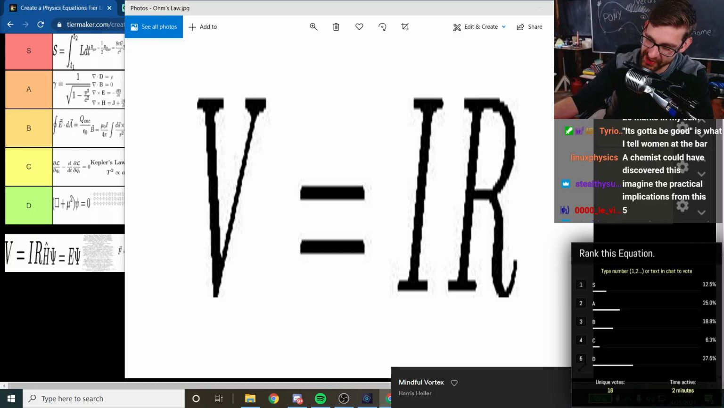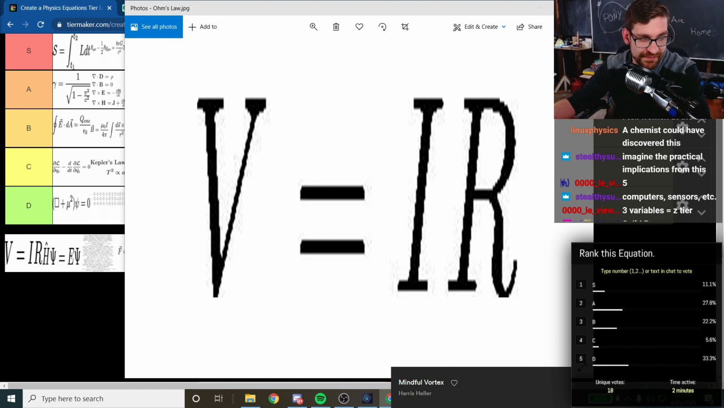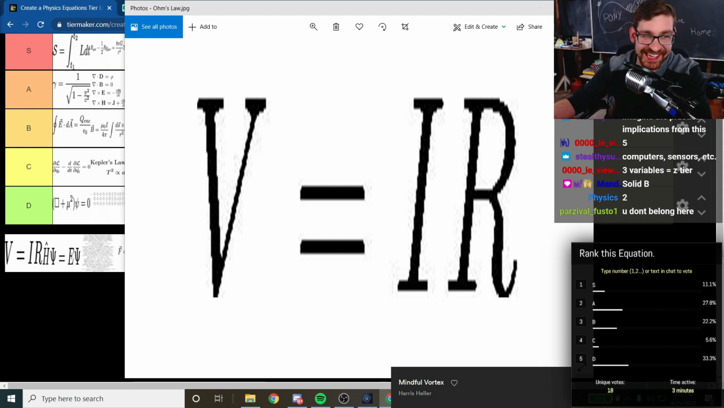Three variables equals Z tier. Too many variables. Get it out of here. A solid B. Oh, man. Physics coming in. Can we get it out of the D tier? I don't know what to do. I haven't voted yet. I feel like being a little spicy and going for A, and then we'll have to do a coin flip. You don't belong here.